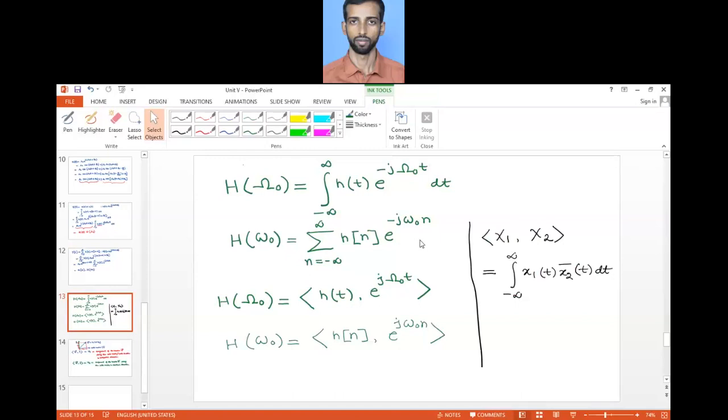And we stop here today by mentioning that this H of omega naught, capital omega naught or small omega naught, that we are getting is nothing but a component of the impulse response along the frequency of operation or frequency of the input signal, whether it be in the continuous domain or in the discrete domain. So with this, we would like to stop this discussion.